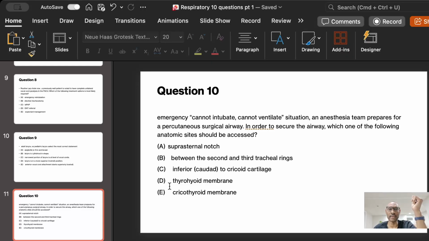And then 10. This is a can't intubate, can't ventilate scenario, and now you need to manage that. So management of can't intubate, can't ventilate, and then the anatomy.